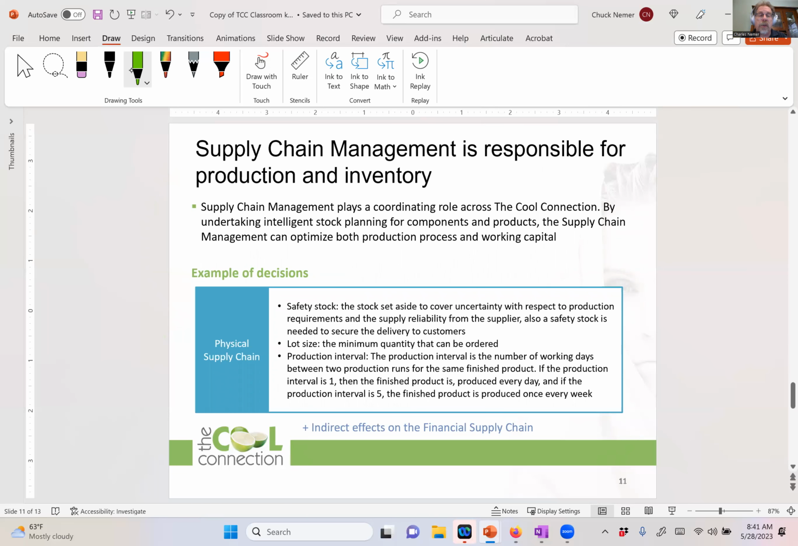Supply chain management is responsible solely for production and inventory management, so you play a coordinating role. You have indirect effects on the financial supply chain. So how much inventory, how much you manufacture, how much you store in the warehouse, how many people you have, those show up on the income statement. And what happens from there, of course, is you've got to balance the cash flows and make the working capital exist to be able to do that.